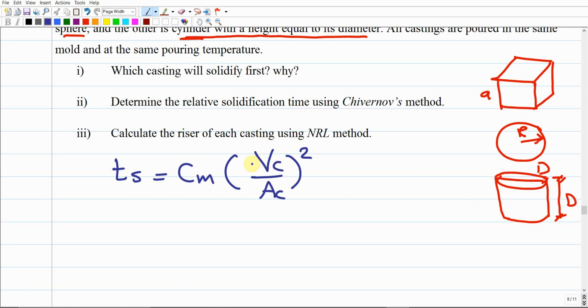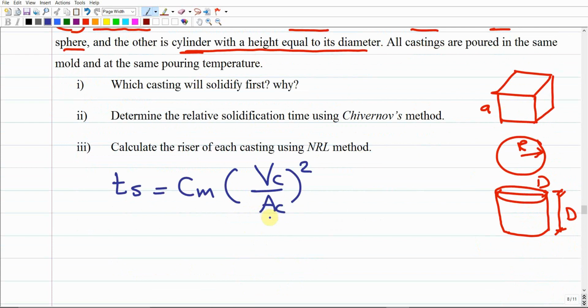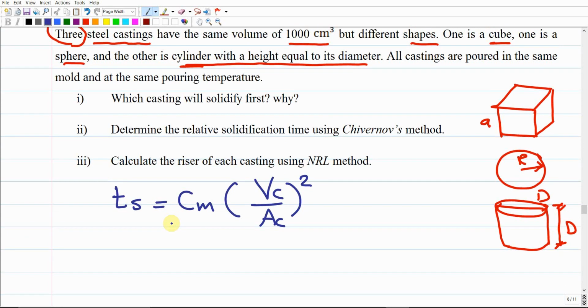So your objective is just to calculate the volume of the casting, which is already given for all of them as 1000 centimeter cube. Then your objective is just to calculate the surface area of the castings. Then plug it here, and you're going to calculate the solidification time. Then you're going to see which one is going to solidify first, second, and third. Arrange them according to the solidification time. But you should understand that the Cm should be the same for all of the three.